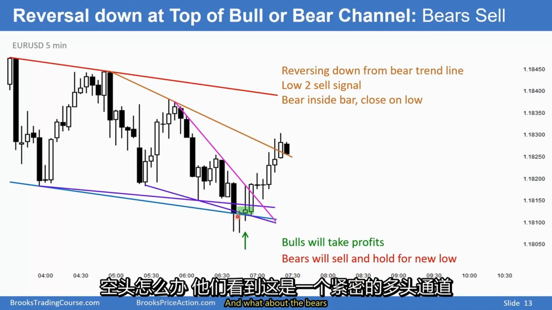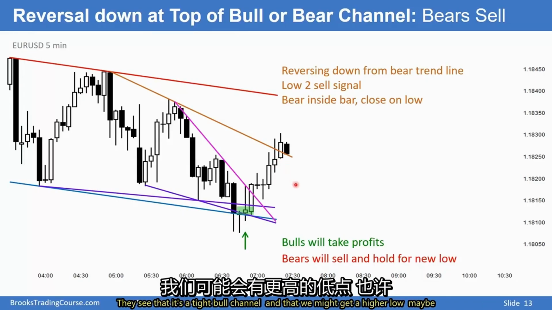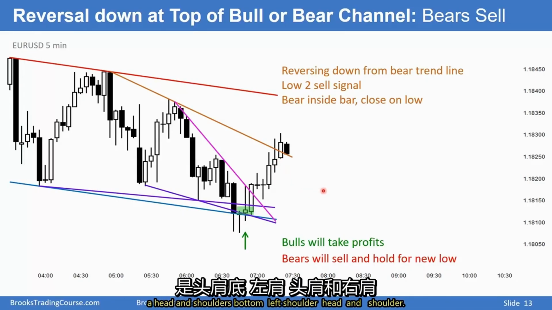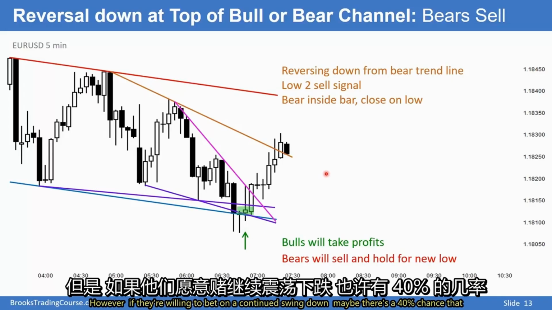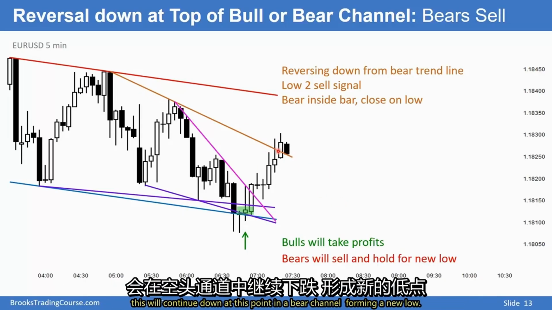And what about the bears? They see that it's a tight bull channel and that we might get a higher low, maybe a head and shoulders bottom, left shoulder, head, and right shoulder. However, if they're willing to bet on a continued swing down, maybe there's a 40% chance that this will continue down at this point in a bear channel, forming a new low.